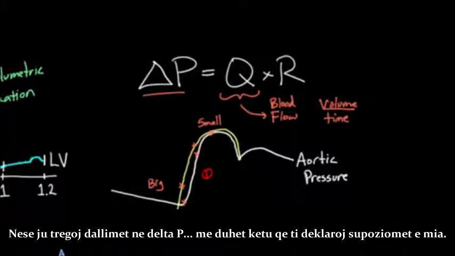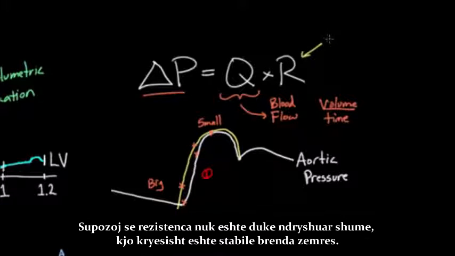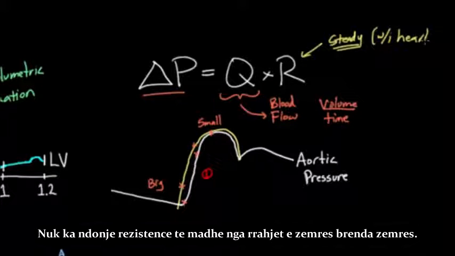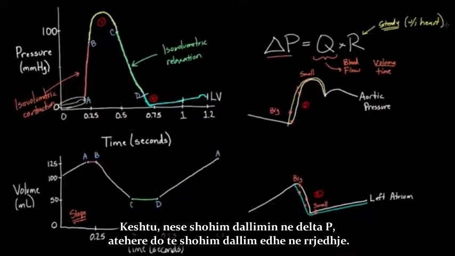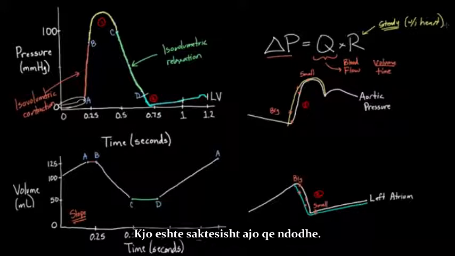So if I can show differences in delta P, and I guess here I have to state my assumption. My assumption is that resistance isn't changing much. So this is basically steady within the heart. There's not huge changes in resistance from heartbeat to heartbeat within the heart. We don't assume that. So really, if you can see a change in delta P, then you'll see a change in flow. And that's exactly what happens, right?